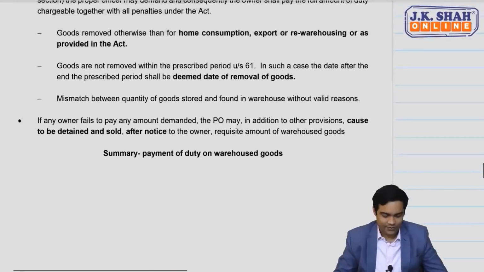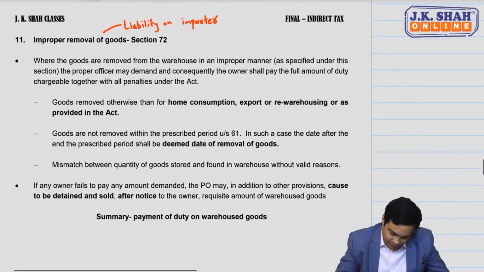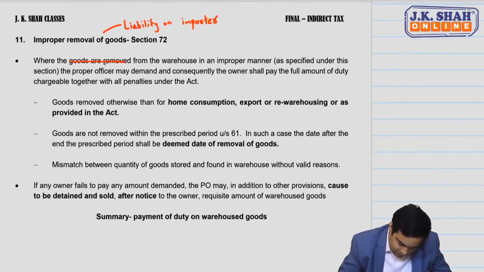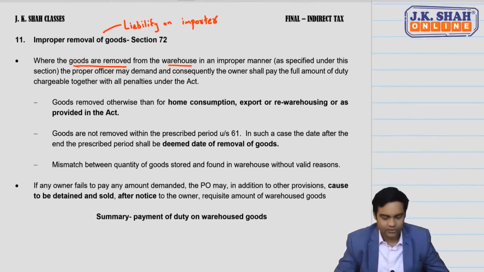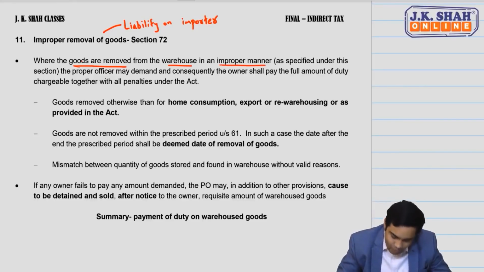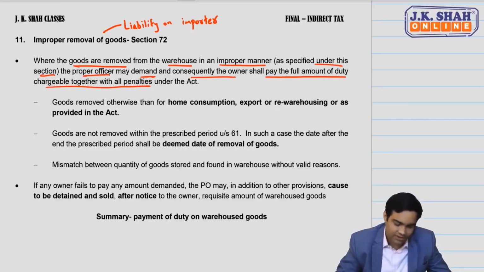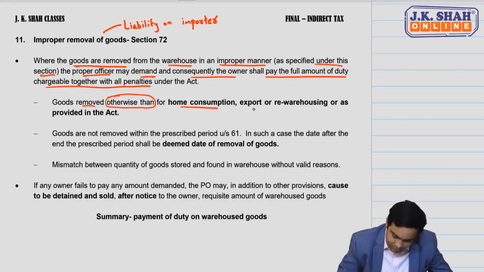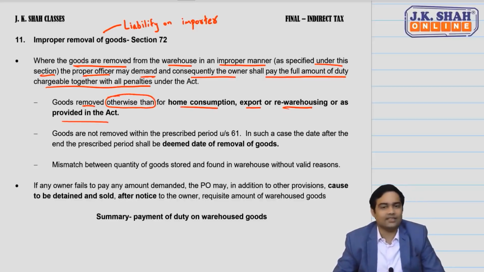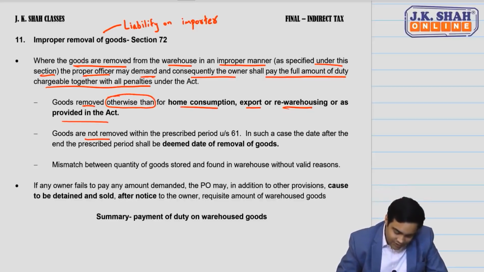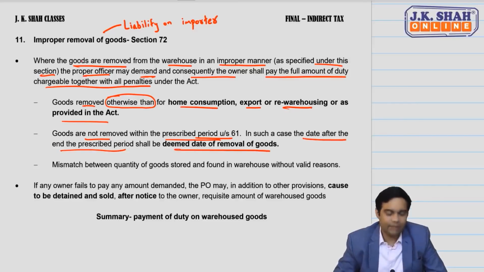Let's see. Where the goods are removed from the warehouse in an improper manner, as specified under this section, the proper officer may demand, and consequently the owner shall pay the full amount of duty along with penalties under the Act. Goods removed otherwise than by home consumption, export, re-warehousing, or as provided under the law. Goods not removed within the prescribed period, then the date after the end of the prescribed period will be the deemed date of removal.